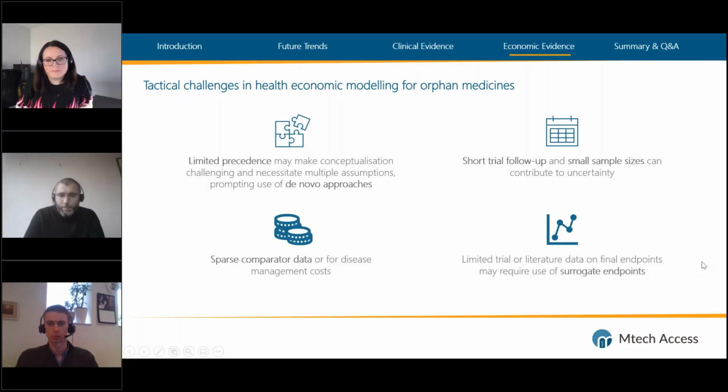So I wanted to begin with a fairly broad overview of just some of the key tactical challenges that we would suggest are prevalent within health economic modeling in rare disease spaces. Firstly, I think the most pertinent is likely the fact that, of course, if we have very little precedent, there's very little example of a disease area having been modeled in the first place, particularly with regard to whether actually the disease area has been modeled with a view to submitting to an HTA body, a health technology assessment appraiser.